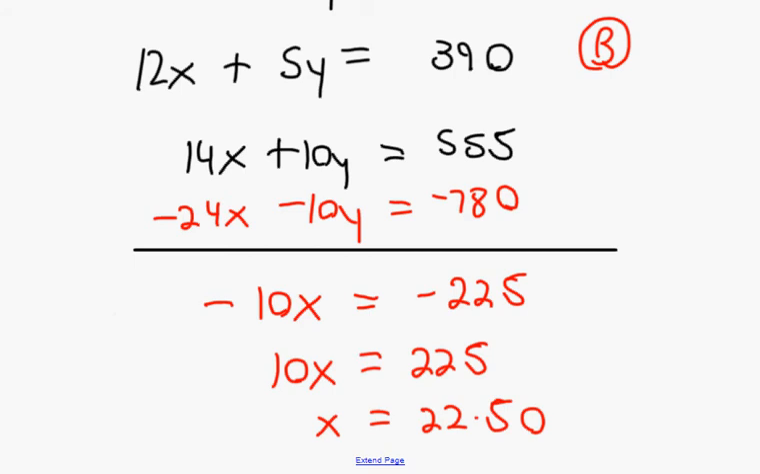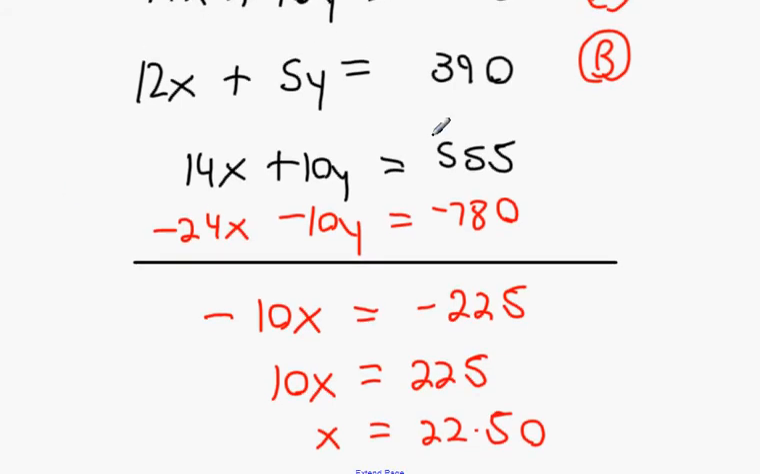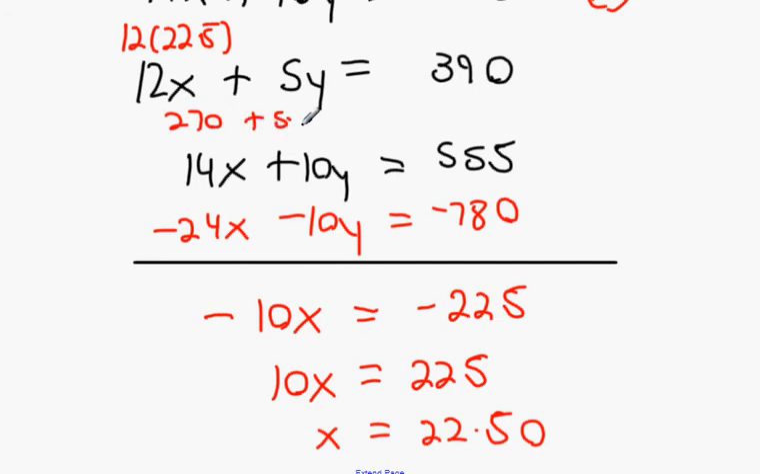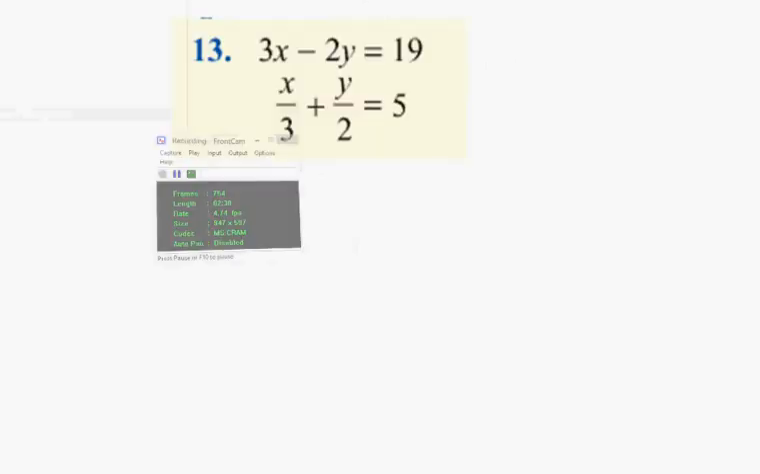Now that you know they're worth €22.50, all we have to do is put that into an equation. We can use equation B here. What's 12 times 22.5? 270. So 270 plus 5y equals 390. 5y therefore equals 120. 120 divided by 5 is €24. So the wider pipe is €24 and the narrow pipe is €22.50. How many people got that? To solve for x and y.